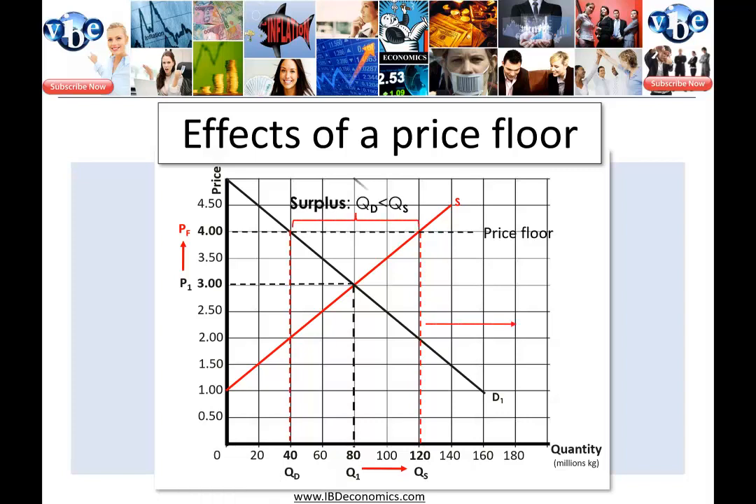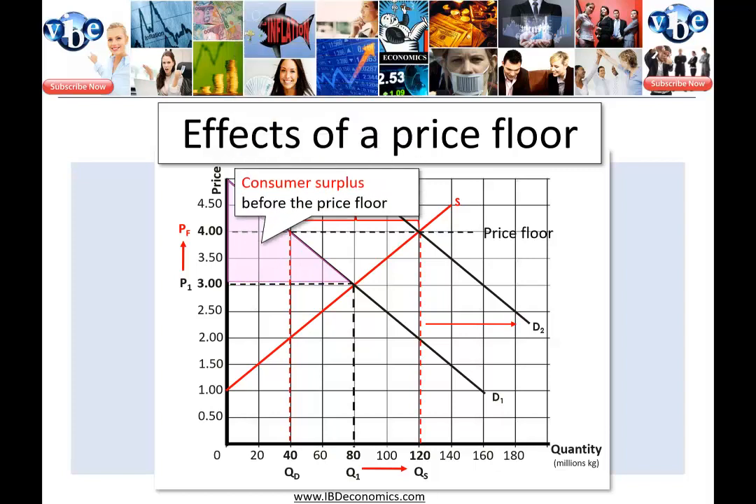This is our surplus. This is our increase in demand, intersecting with the price floor and the supply curve. Demand increasing because the government purchases. We can have a look at the consumer surplus before the price floor, calculate the value of that triangle easily. Same with the producer surplus.